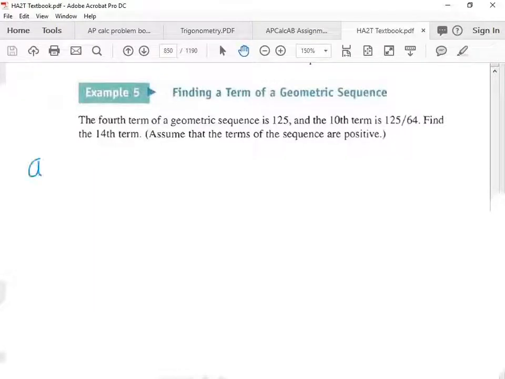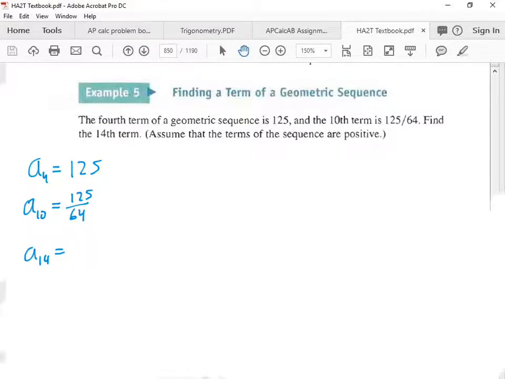The fourth term is given to us. It's 125. And then we have our 10th term. What is that 10th term right there? That is 125 over 64. It says find the 14th term. We're supposed to use all this information to find the 14th term. Assume that the terms of the sequence are positive.